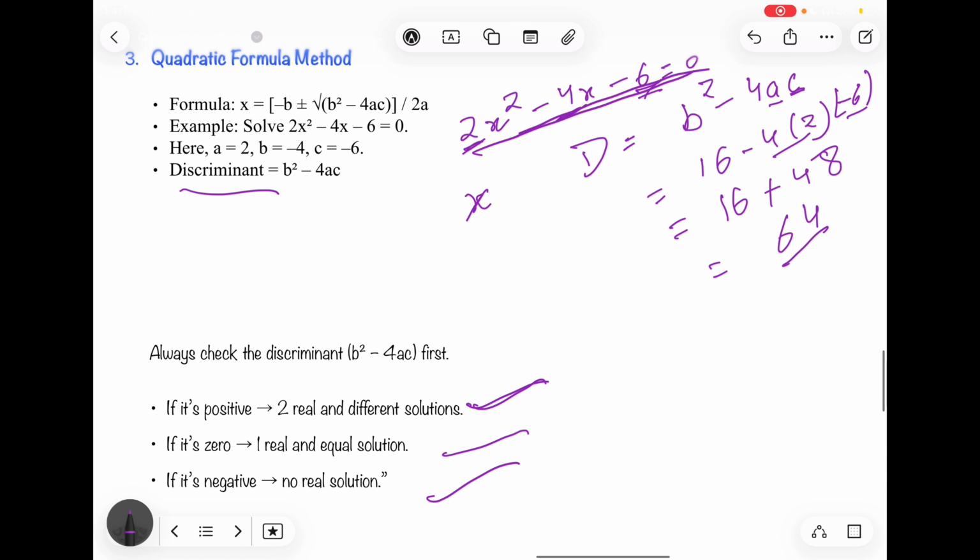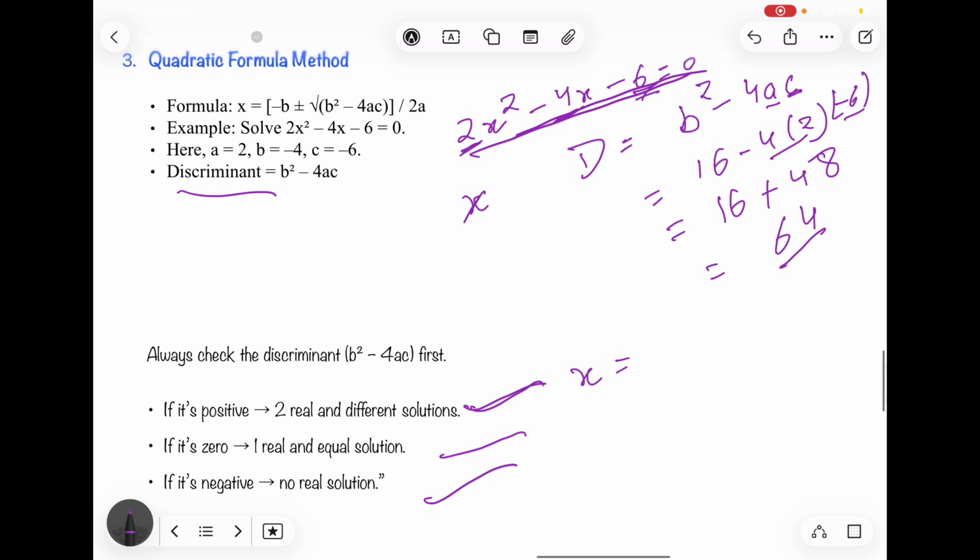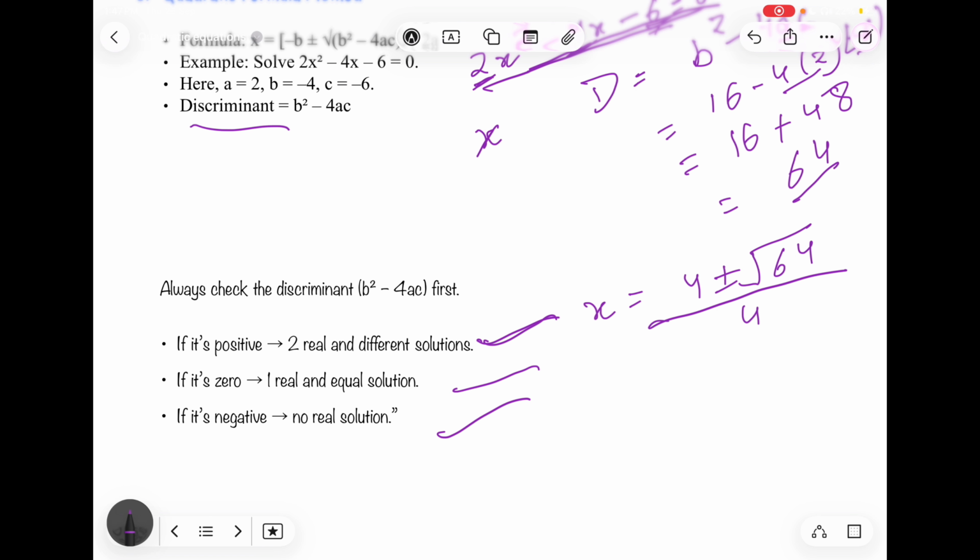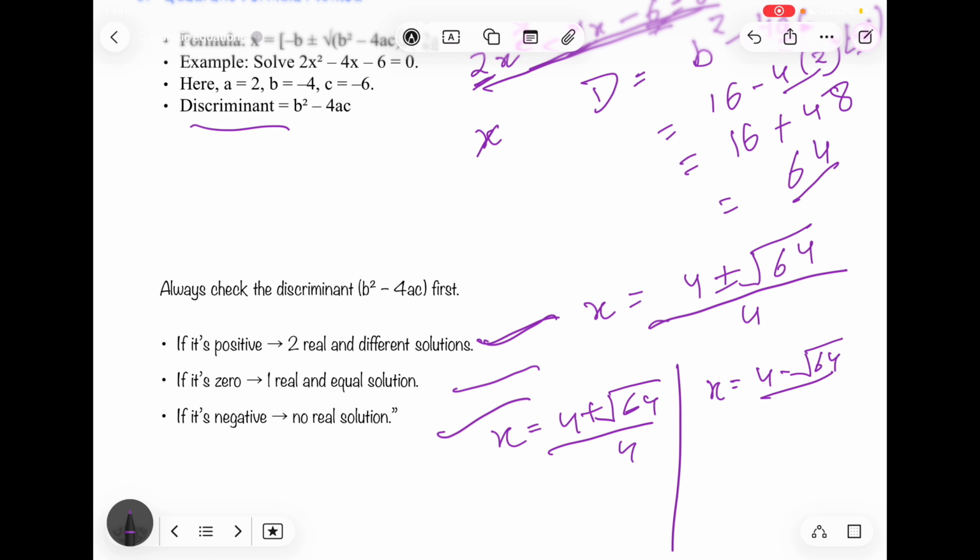Now putting all these values in the formula to find the value of this variable x, which was minus b, and b over here was minus 4, then minus b will become plus 4, plus minus square root of discriminant, which is 64, upon 2a. A was again 2, then 2 into 2 becomes 4. Now we got two cases where x is equal to 4 plus square root of 64 upon 4, and x is equal to 4 minus square root of 64 upon 4.